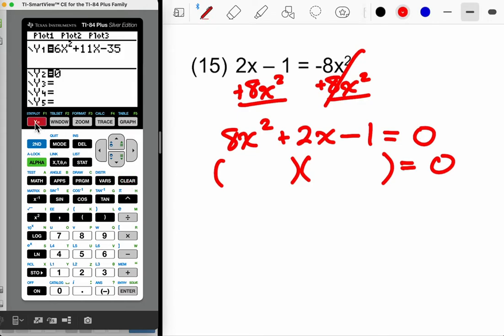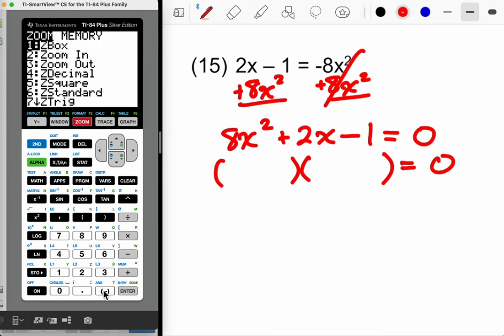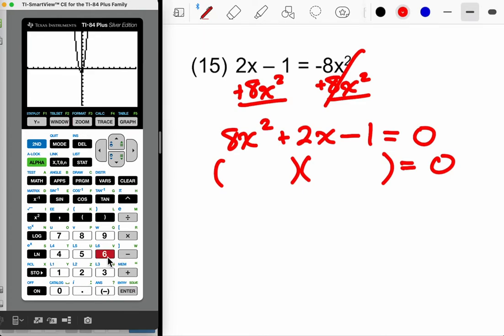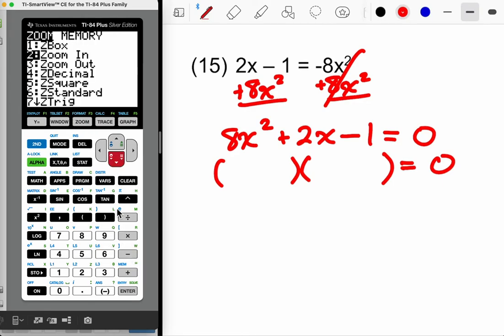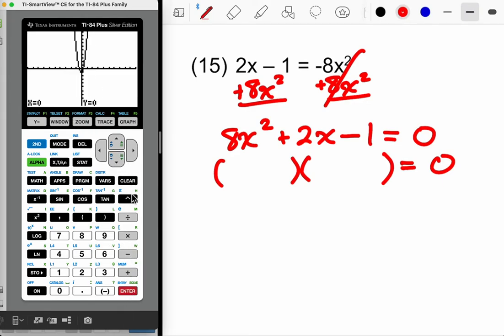So you could go into your calculator, once you get it in the appropriate form, type in the left-hand side of the equation. Put in 0 for y2 and do zoom trace. So zoom 6. If you have a hard time seeing the x-intercepts, remember x-intercepts, roots, solutions, they all mean the same thing, you can hit zoom, zoom in, and hit enter, and it'll give you a better look.